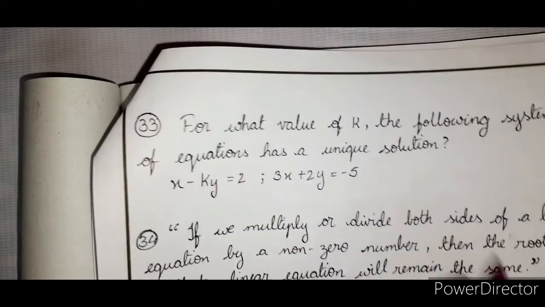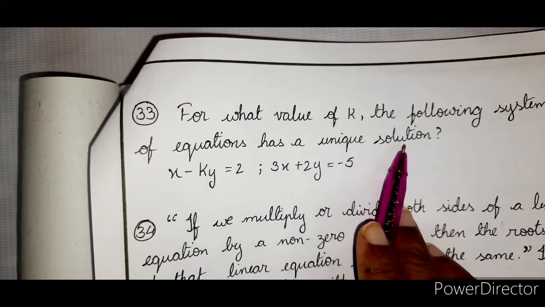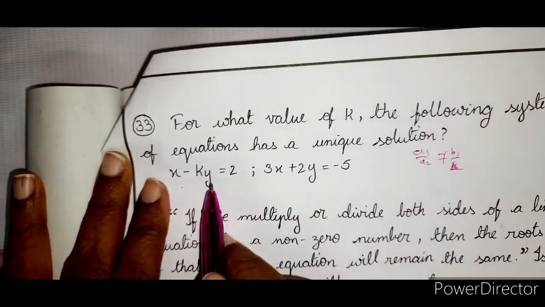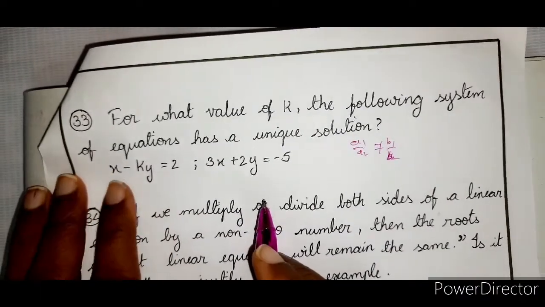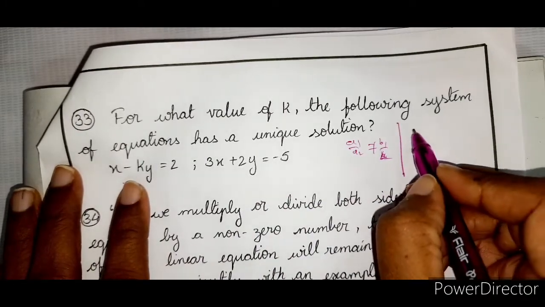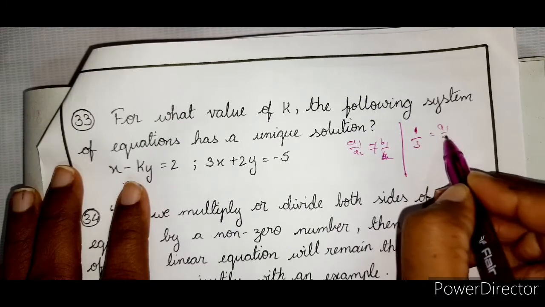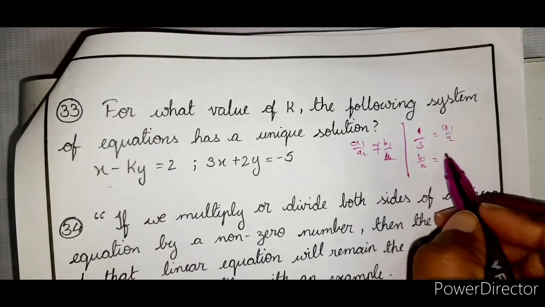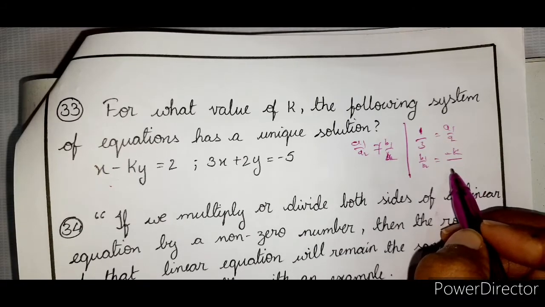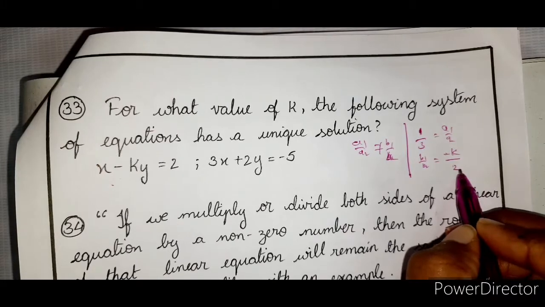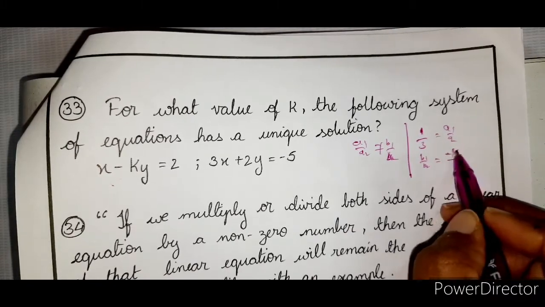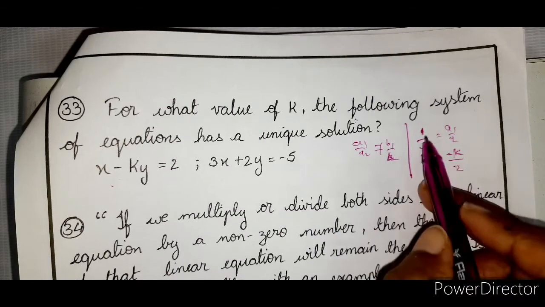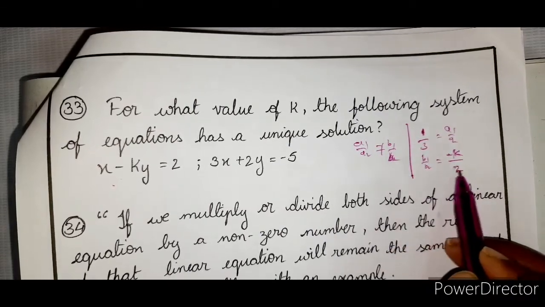So the last one: for what value of k does the following system of equations have a unique solution? Unique means again A1 by A2 must not be equal to B1 by B2. Finished, is it not? Right, so check that one. So now A1 by A2, that is 1 by 3. Now B1 by B2 is equal to minus k by 2, right, minus k by 2. Now here the condition is that they should not be equal.